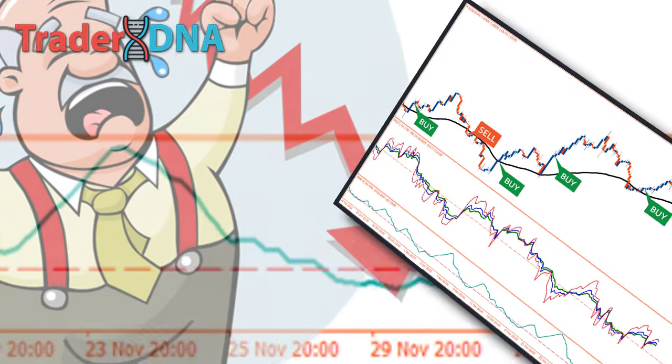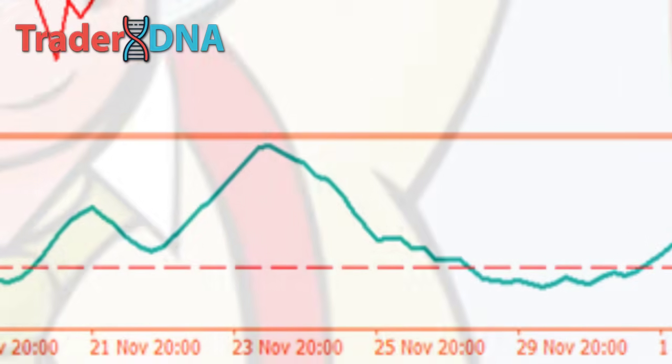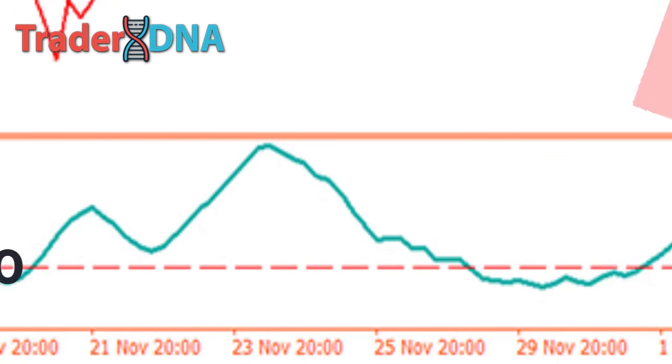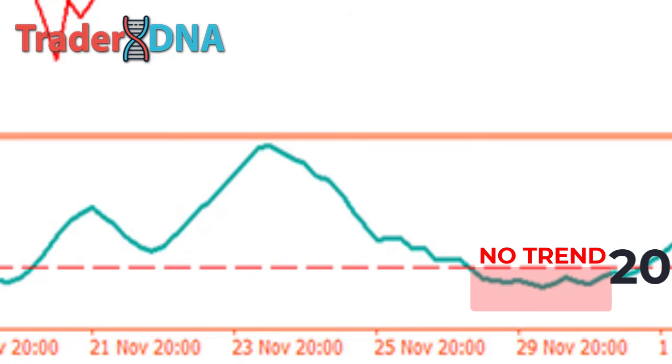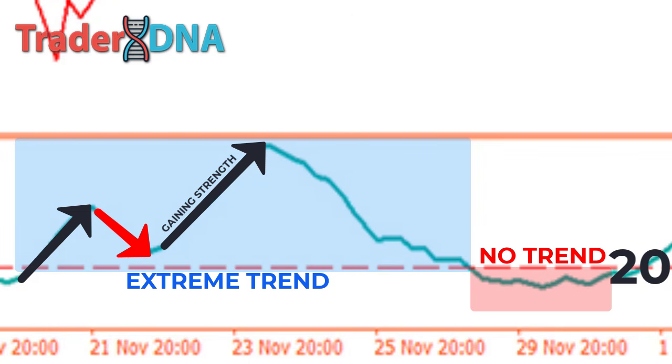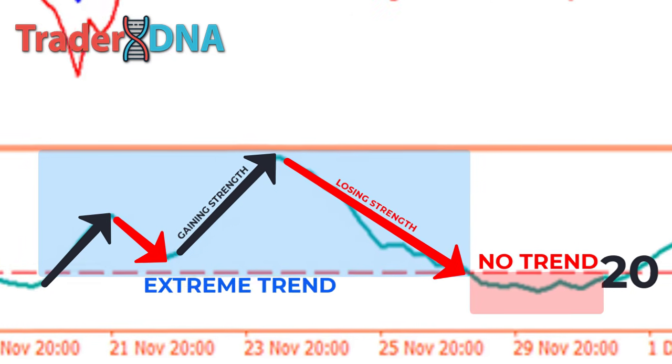And now, I want to show you the important part. How we use the 14-period ADX to help filter good trades from bad trades. First, when the ADX line is below the 20, it means there is no trend. Second, when the ADX line is above the 20, it means there is an extreme trend. Third, when the ADX line is moving upwards, the trend is gaining strength. Fourth, when the ADX line is moving downwards, the trend is losing strength.